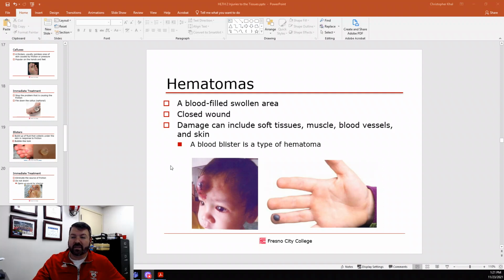Hematomas. This is just a blood-filled area. They're usually closed wounds, like this kid's really nasty knot, a hematoma on his forehead. Usually it involves only the soft tissue, but can affect the muscle, blood vessels, and skin because of that big condensed area where it puts pressure and can cause some secondary injuries. The common one we'll see is the little blood blister in your hand. Just leave it alone. It'll drain on its own.